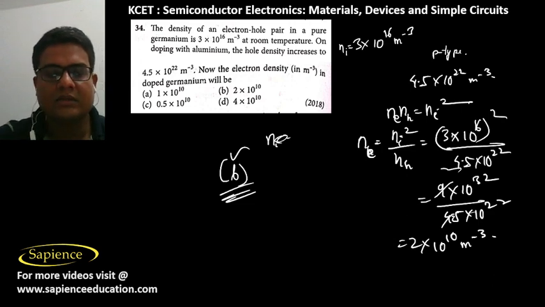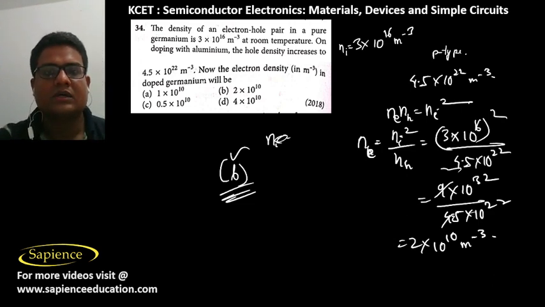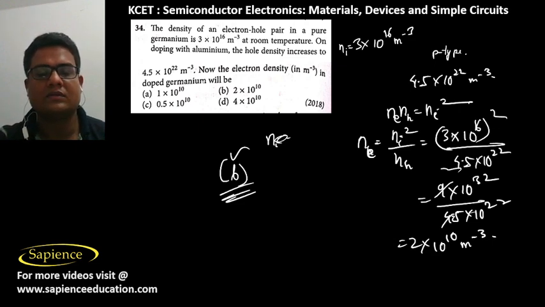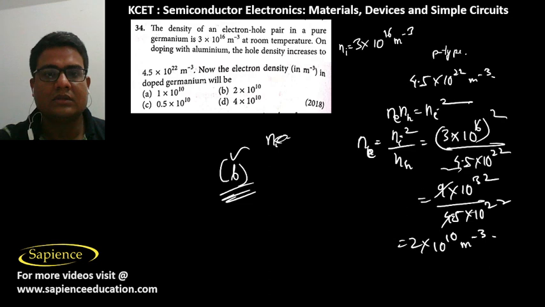So here we shall end the first part of this chapter on semiconductor electronics. In the second part we shall solve from question number 35 onwards. Hope all of you have understood the solutions of these 34 questions in this first part. Any doubts, please write them in the comments section. We shall obviously clarify them.